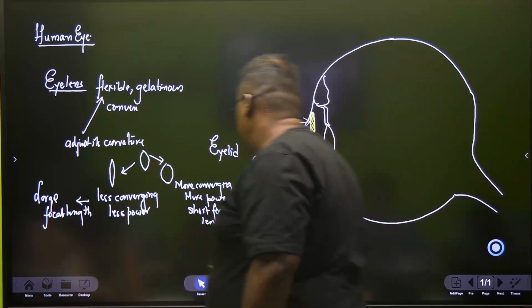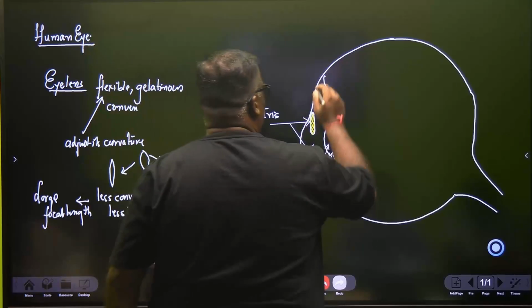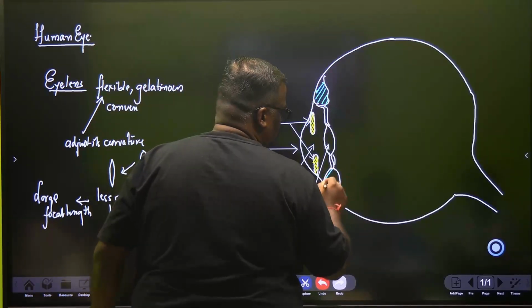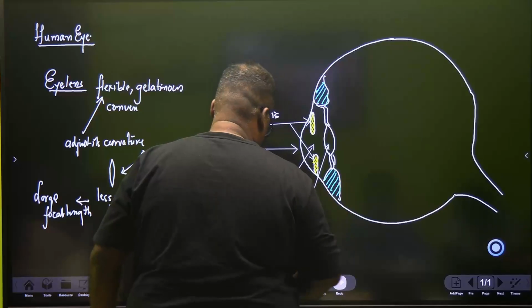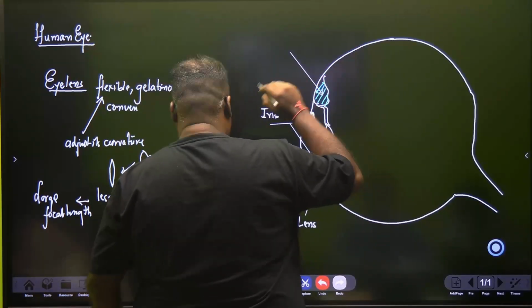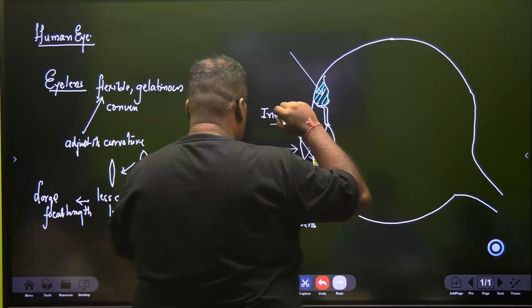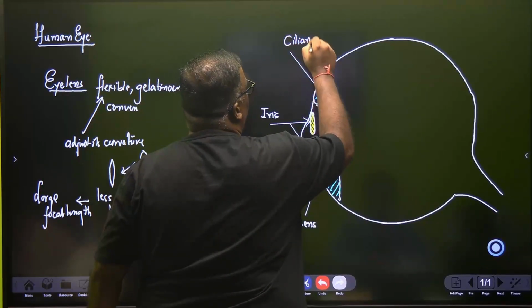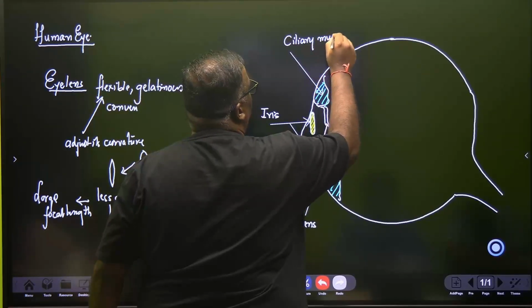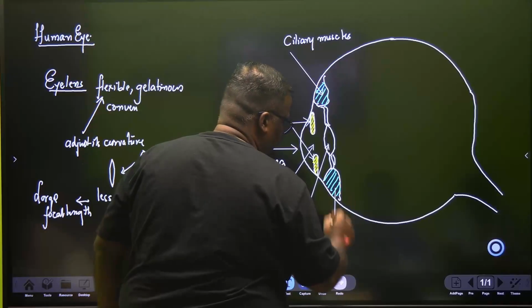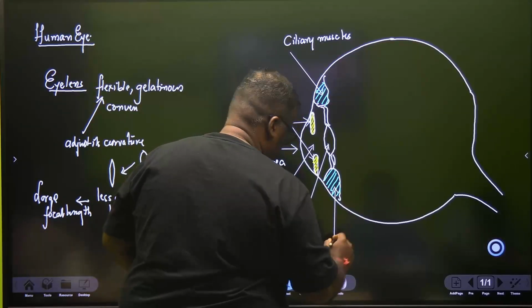Now, how do we do this operation? This is done by a pair of muscles out here, and these muscles are known as the ciliary muscles. Okay. See, he went to Lock House, but he is studying so hard. So this is known as ciliary muscles. And similarly, you will have this. This is also ciliary muscles.